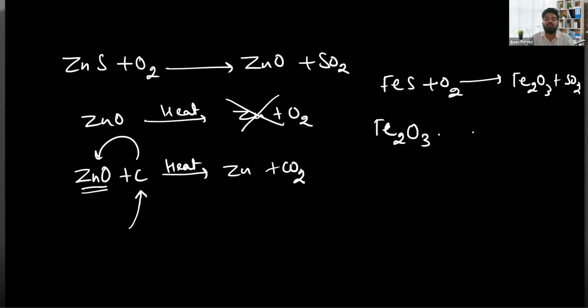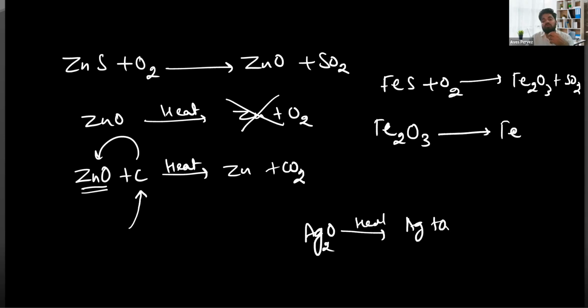And if you try to heat Fe2O3 to get Fe, you will not get it. In silver, if you heat Ag2O continuously, it gives you Ag plus O2. In this case it will not happen, because the bond is strong. So we need some reducing agent, and for that we have carbon. Mid-reactive metals in their oxide forms can be reduced with the help of a reducing agent, that is carbon.